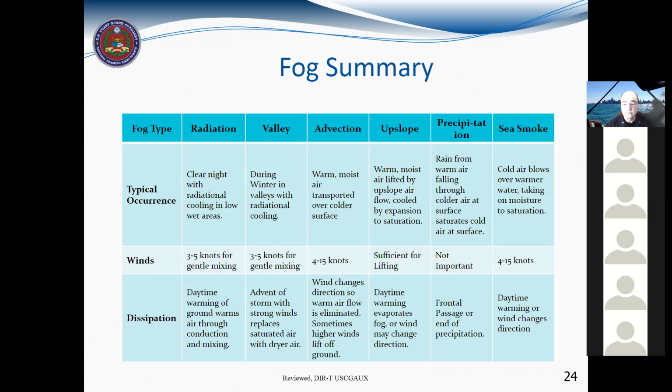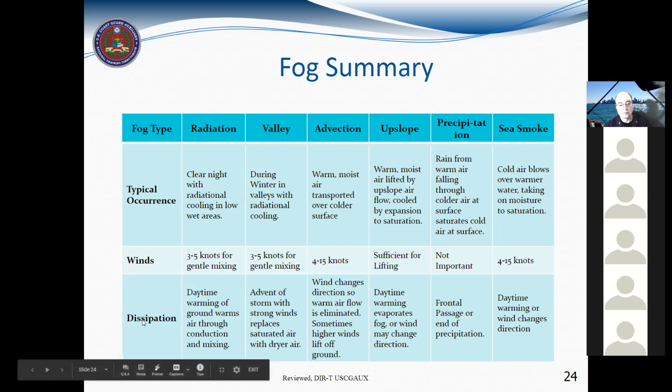Sea smoke: cold air blows over warm water, taking on moisture to saturation. Winds are 4 to 15 knots, and it dissipates with daytime warming or when the wind changes direction. Right, during the daytime. Good. All right, thank you, everyone.